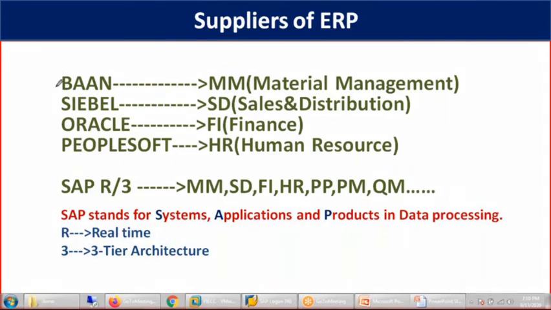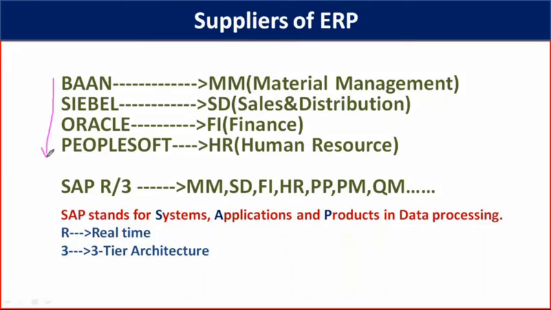But the advantage of SAP compared to these ERPs is that SAP is a better ERP, because these ERPs are good in one area. Baan is an ERP which is good for materials management. Siebel is good for SD, sales and distribution. Oracle Finance is good for finance. PeopleSoft is good for HR. Like this, these ERPs are good in one area. Oracle Finance is supposed to be a very good ERP for finance, but if you want integration, then SAP.